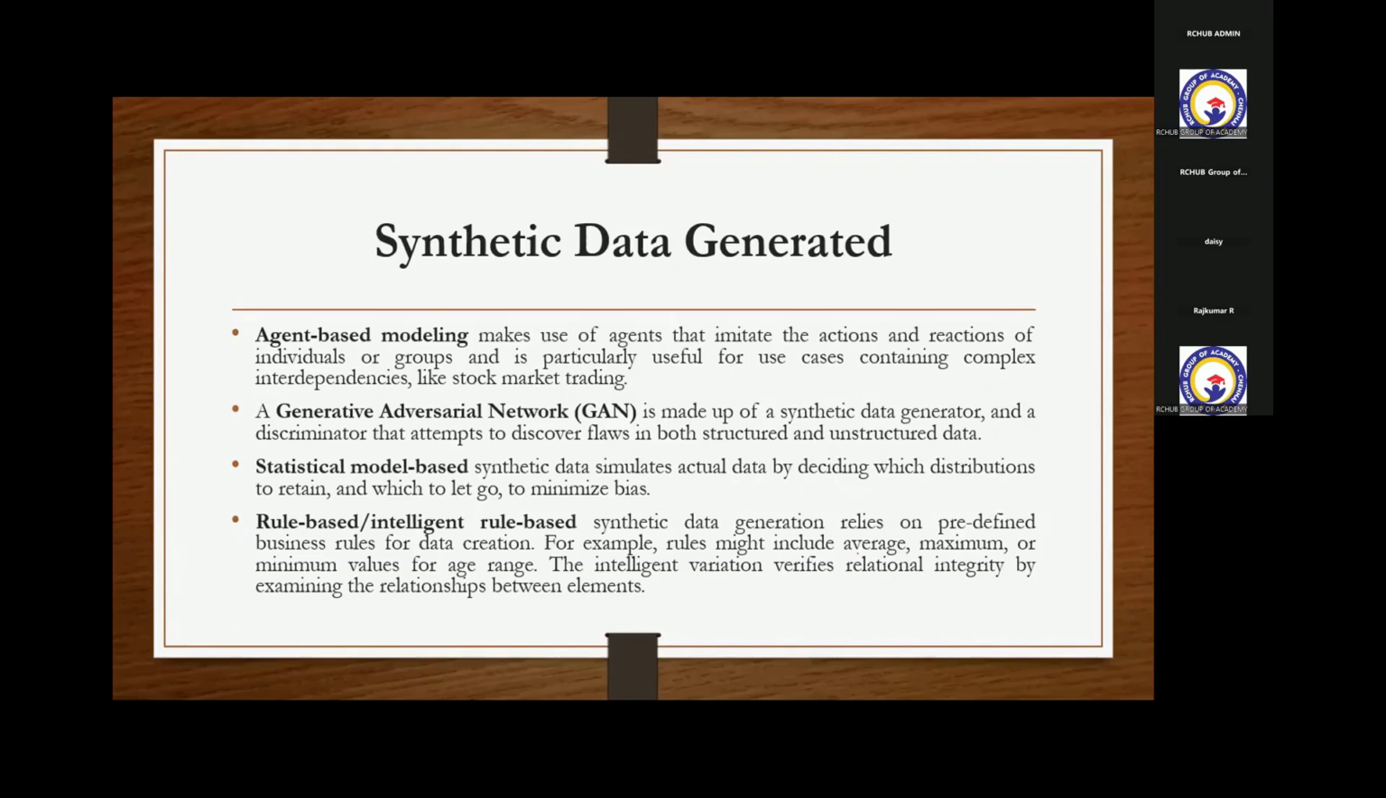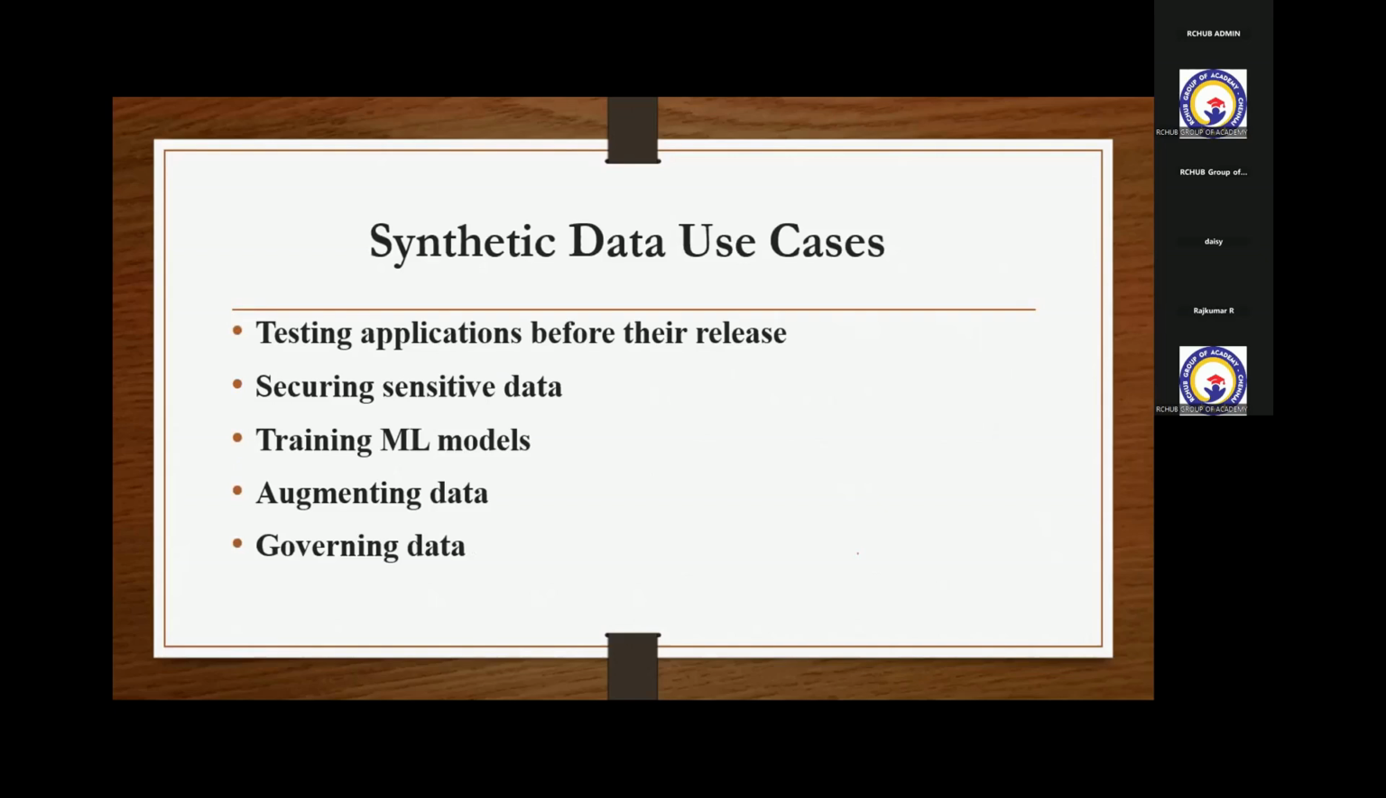For example, you can see here, the rule might include an average, minimum or maximum range of ages. That's what I told you. I can go with the maximum range, what range you want and what types you want. And this is all coming under what is called a synthetic data generator. And these are the use cases. We will go through each use case.